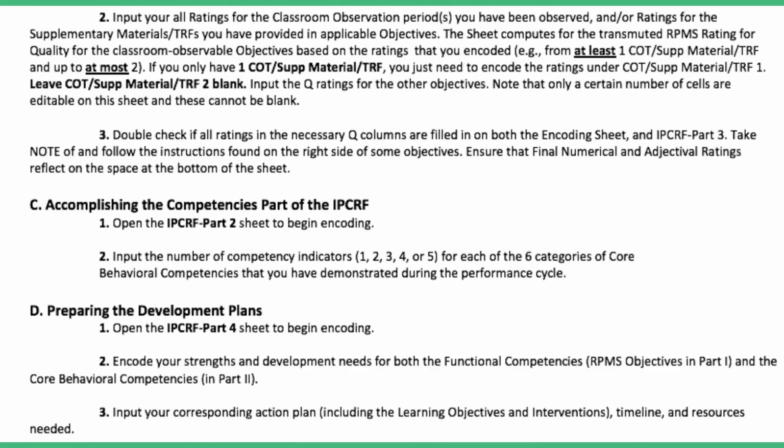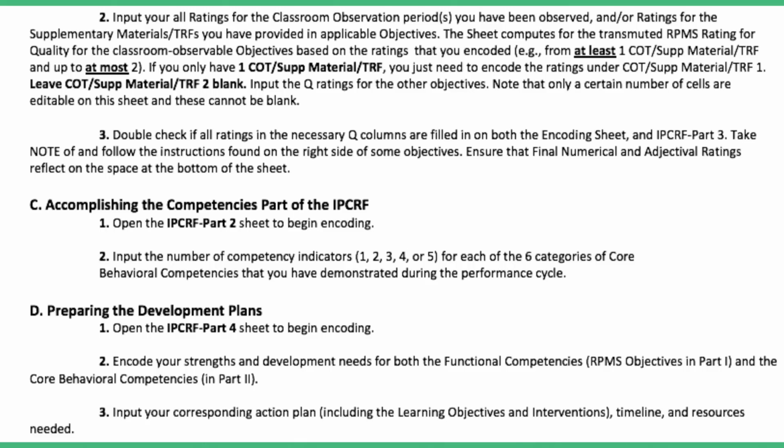The sheet computes the transmuted RPMS rating for quality for the classroom observation objectives based on the ratings that you encoded. Double check if all ratings in the necessary columns are filled in on both the encoding sheet and the IPCRF Part 3. Take note of and follow the instructions found on the right side of some objectives. Ensure that the final numerical and adjectival ratings reflect in the space at the bottom of the sheet. Accomplish the competencies part of the IPCRF.